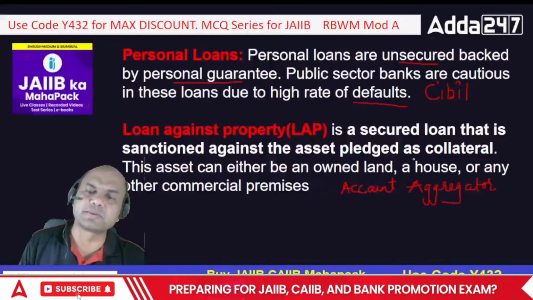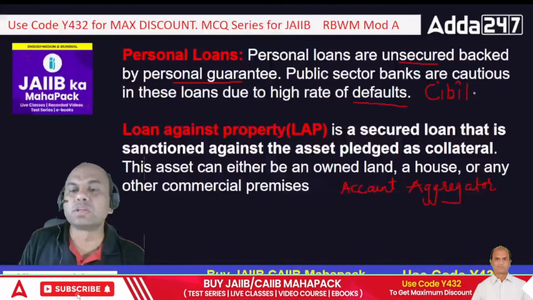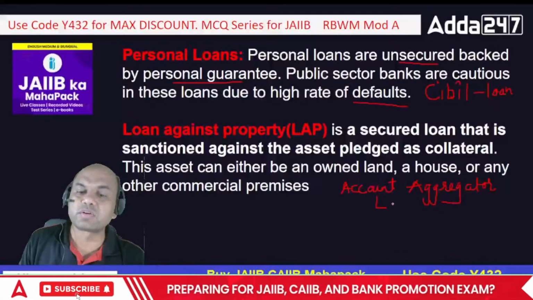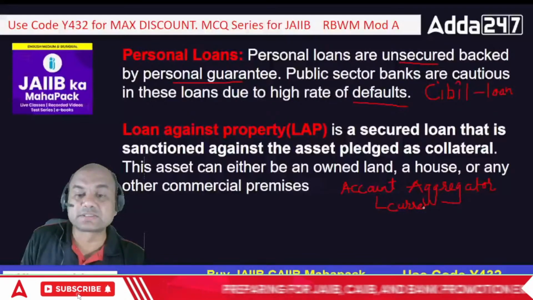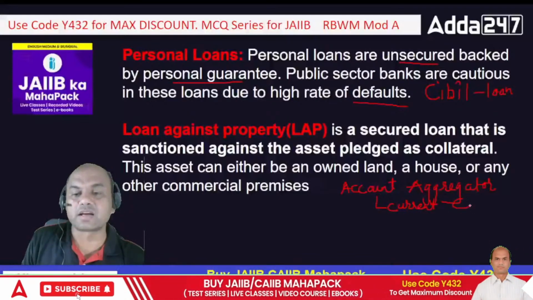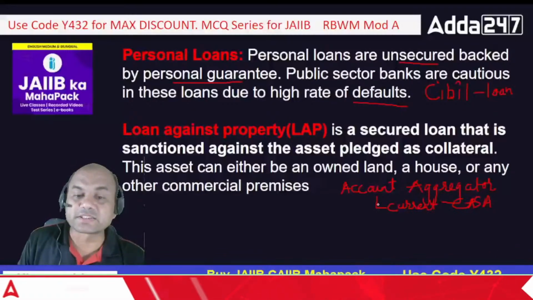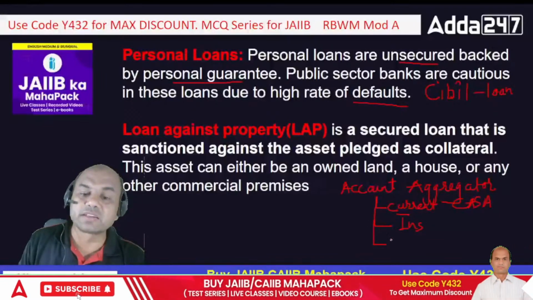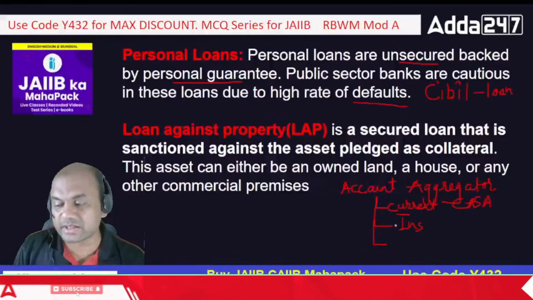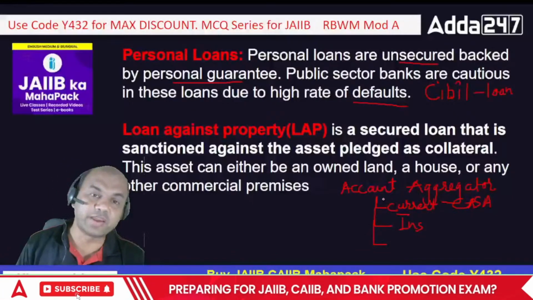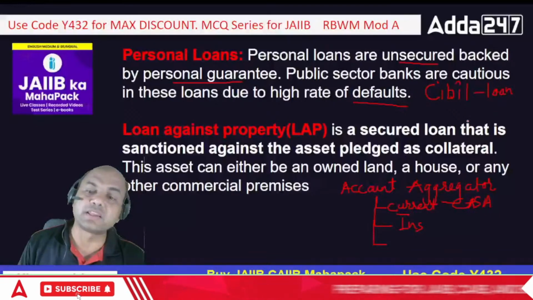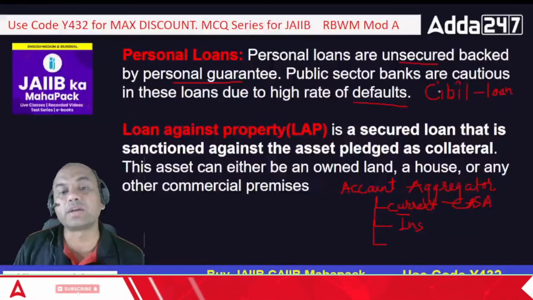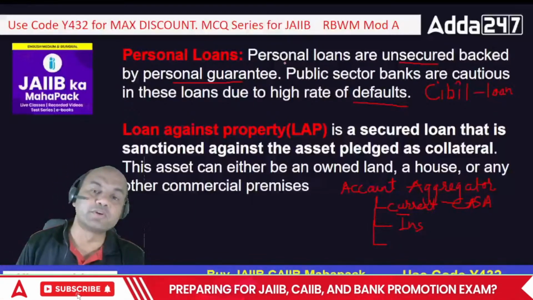What is the difference between CIBIL and account aggregator? CIBIL checks only loans, loan history. Account aggregator checks current account, savings account. It checks the statements, CASA. It checks both. It checks your insurance habits, how much insurance you have paid. It checks your investments basically. So once account aggregator comes in, it will be the next step of CIBIL, and banks will have more profound knowledge of that customer. Okay, so let's move on.